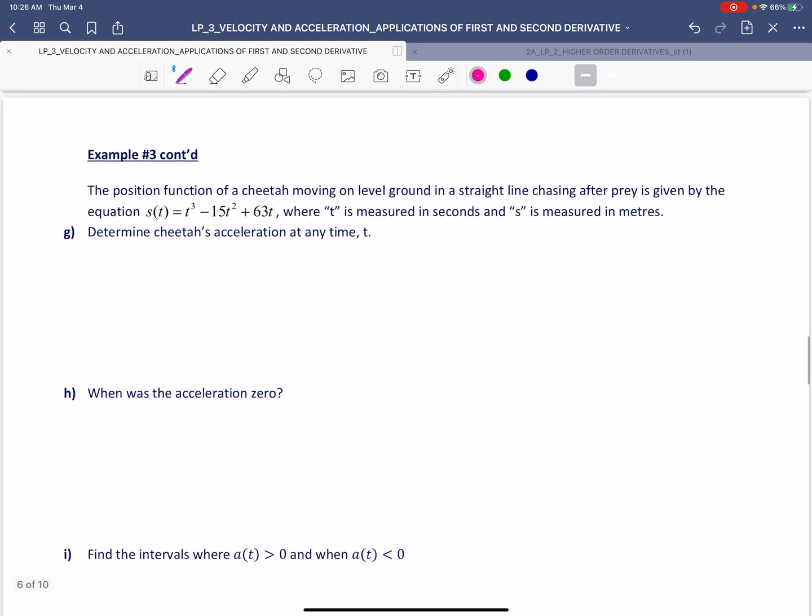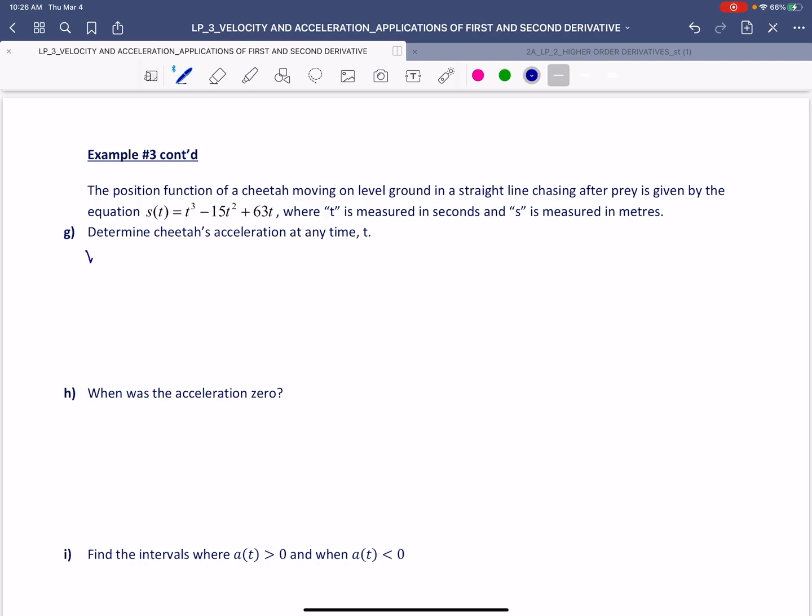We're going back to our cheetah problem. So I rewrote the same problem. We'll go over it together now to discuss the motion in terms of speeding up or slowing down. So the position function is given. t is measured in seconds. s is measured in meters. We have to find the acceleration. I'm going to find it from the beginning in case you haven't seen the previous parts of this lesson.